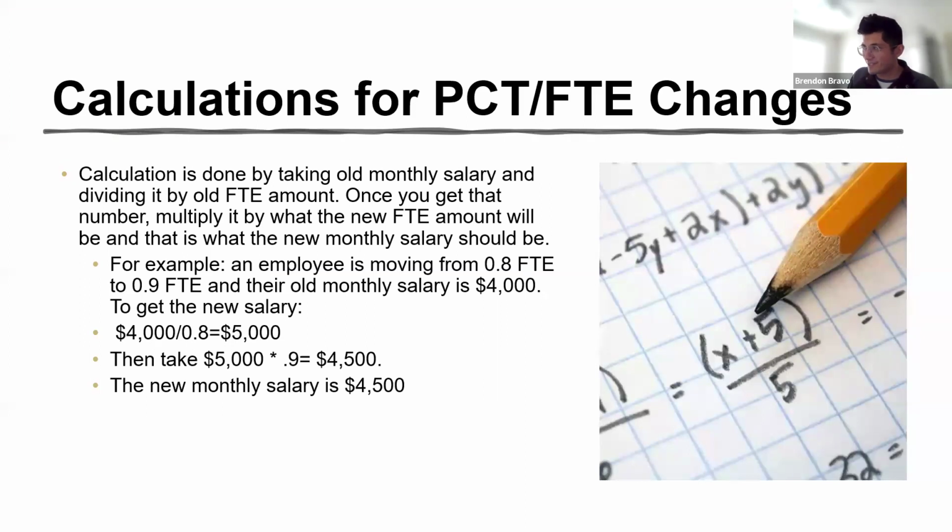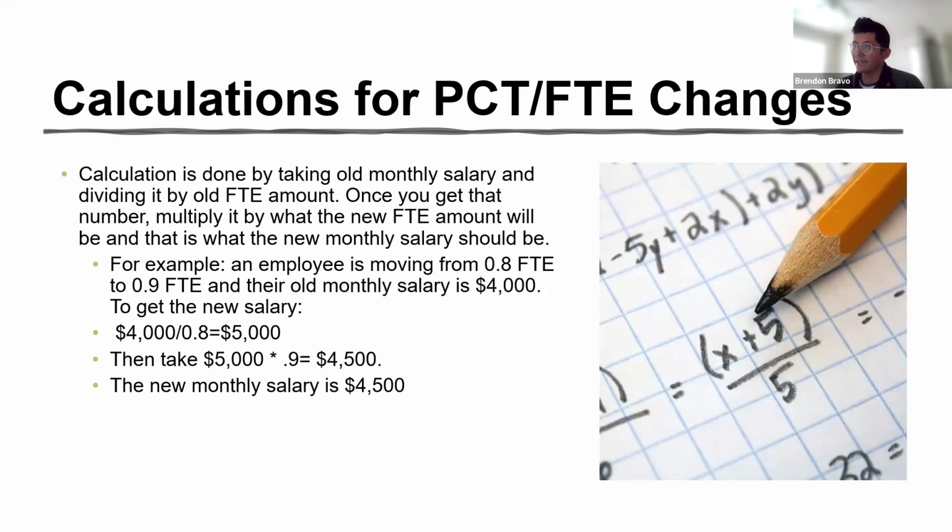So, calculations for percent of time FTE changes. The formula we use when we're calculating a percent of time change is we're gonna take the old monthly salary, divide it by the old FTE amount. And then once you get that number, you're going to multiply it by what the new FTE amount will be, and then that's your new monthly salary.